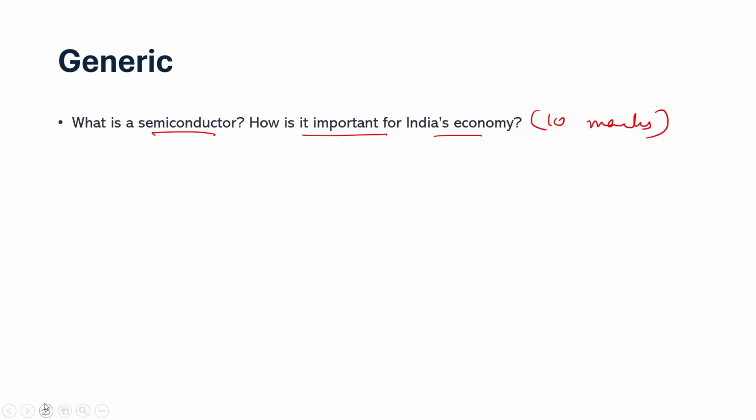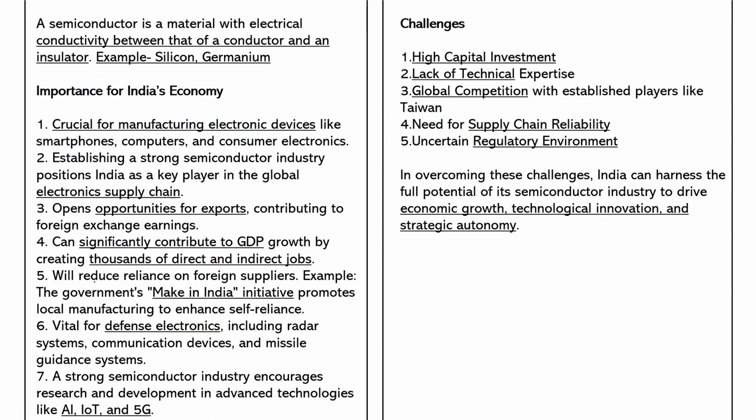Okay. What is semiconductor? You just define what is semiconductor: a material with electrical conductivity between that of a conductor and an insulator. Examples are silicon, germanium, anything you can think of. Then why is it important for India's economy? For manufacturing electronic devices, for supply chain, exports, contributing to jobs. Make in India initiative will help, right? There will be defense electronics you can build, you can contribute to advanced technologies.